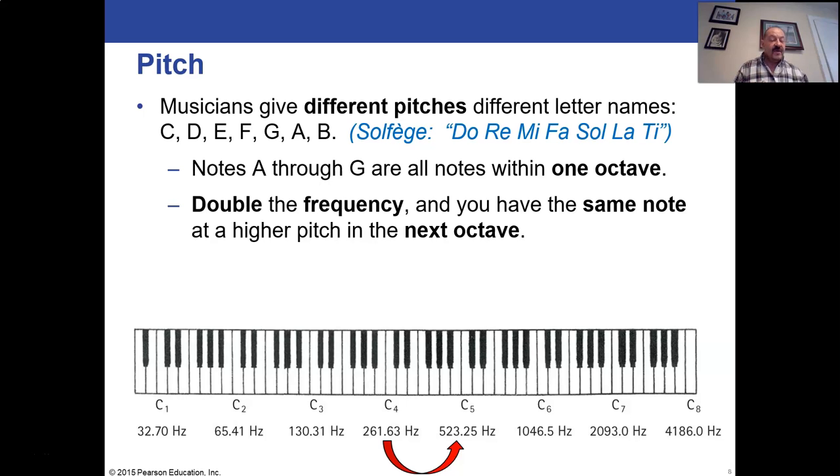So if I start from, say, C4 on a piano, the 4th C on a piano, it has a frequency of 261.63 hertz. That's how many vibrations per second. But if I go 1 octave up higher, so it's still a C tone, it's double the frequency, 523.25 hertz.